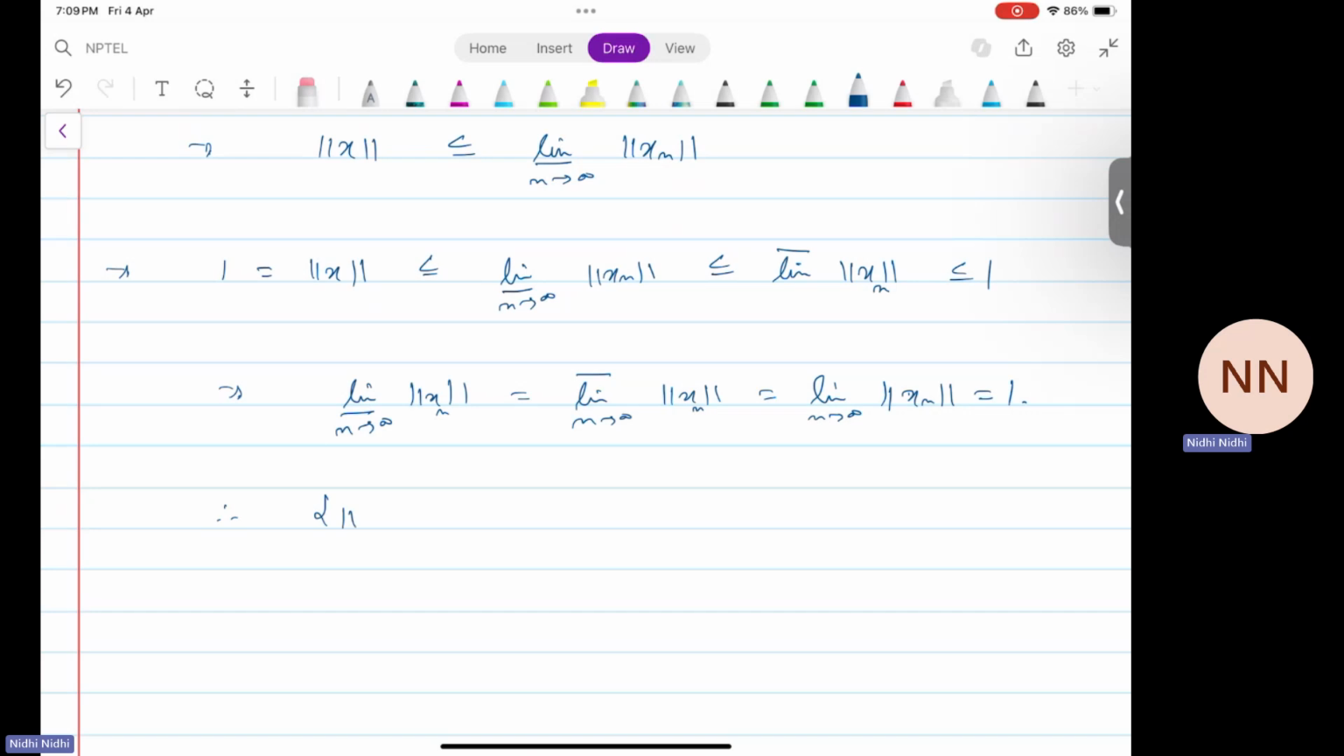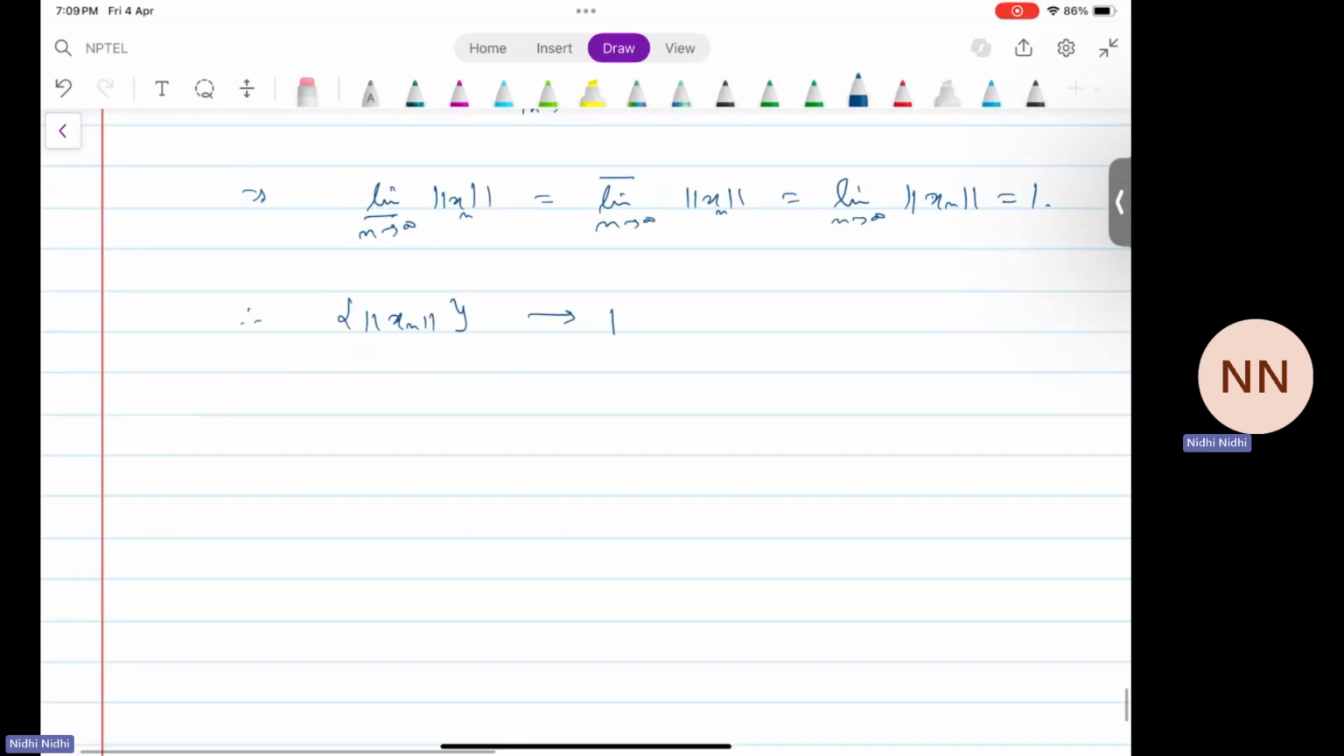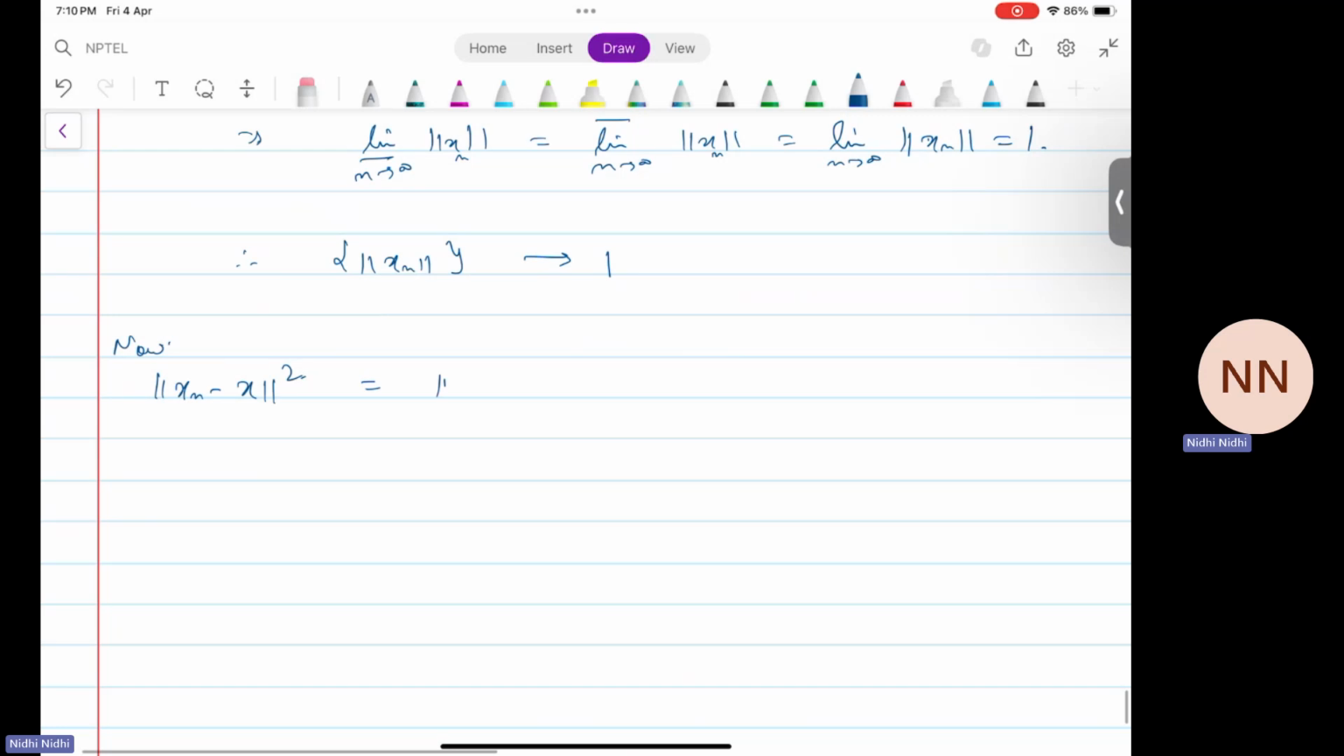Therefore, the sequence norm xn converges to 1 in R. We need to see whether this is strong convergence in H or not. So now, norm xn minus x squared is equal to, just by the fact that norm x squared is the inner product of x with x, norm xn squared plus norm x squared minus 2 times the inner product of xn and x.